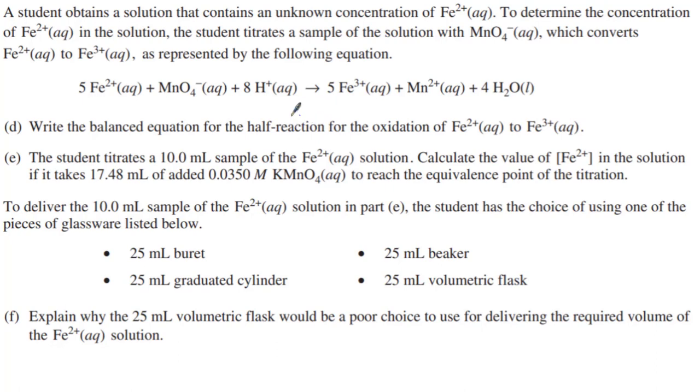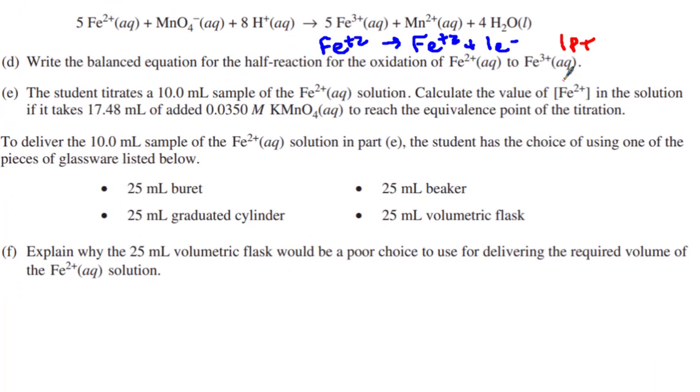And so we want the balanced reaction for the half reaction of the iron plus 2 becoming iron plus 3. So you can see the atoms are equal, but the charges are not equal, so I have to add 1 electron, and that is my half reaction. That's worth 1 point. Okay? And then we go into our titration within E. In E, we cannot use M1V1 equals M2V2. Why not? Because it's not a 1-to-1 ratio.